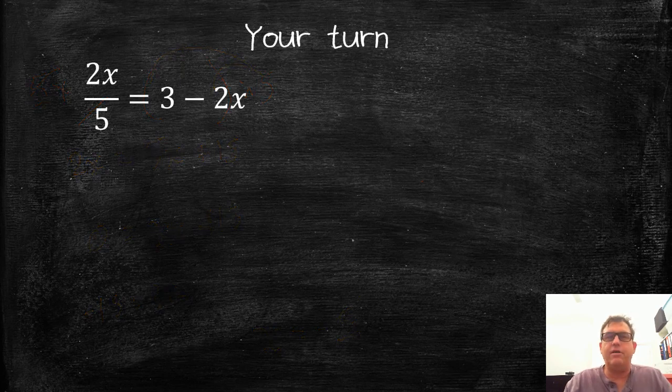Okay, pause the video and you give this one a go. Let's see how we did. We're dividing by 5 in this fraction. I need to multiply both sides by 5. Be careful. Everything on both sides gets multiplied by 5.